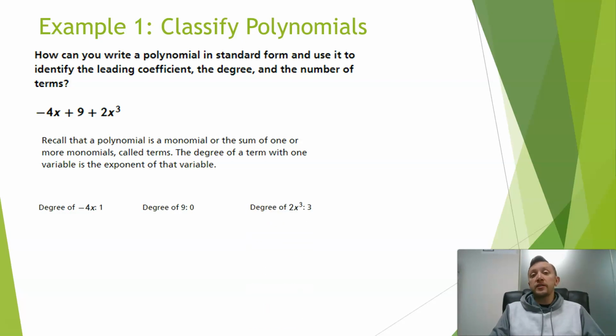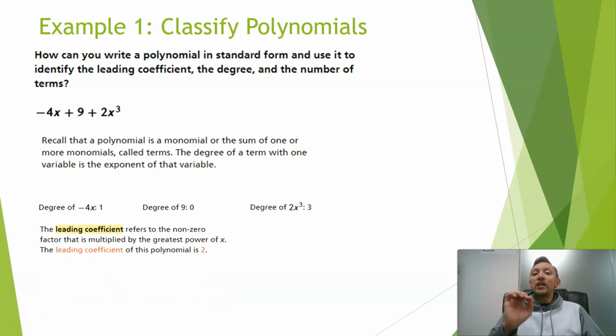The degree of the 2x cubed term would be 3. So the leading coefficient, okay, so this is a term you do want to write down. The leading coefficient refers to what we call the non-zero factor that is multiplied by the greatest power of x. Okay, so the leading coefficient of this polynomial is going to be 2.